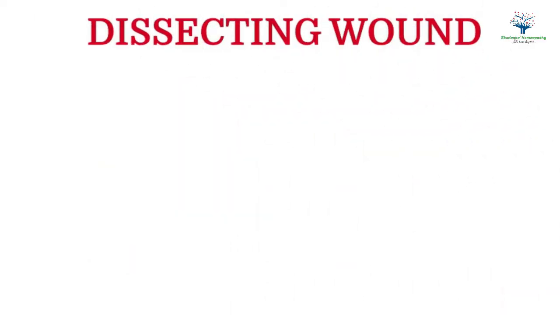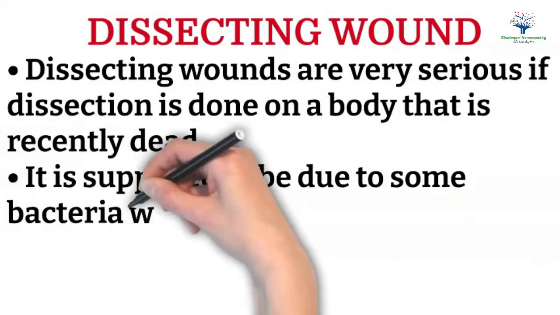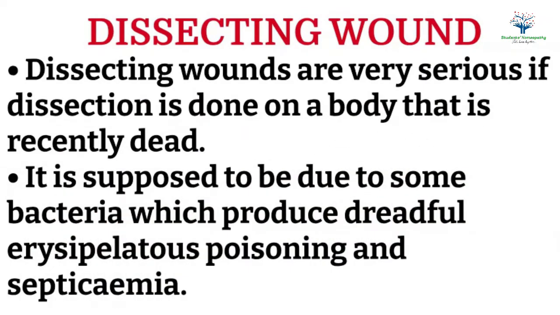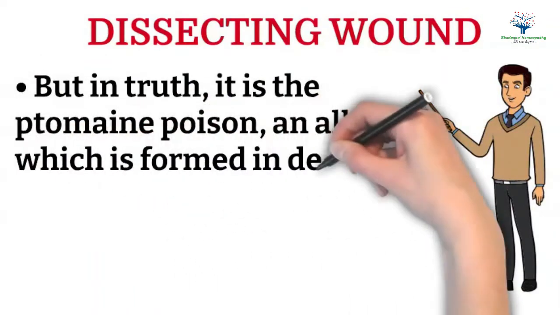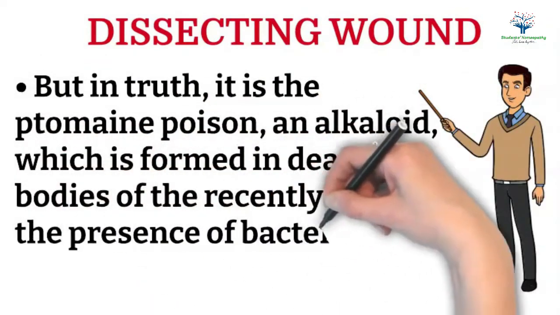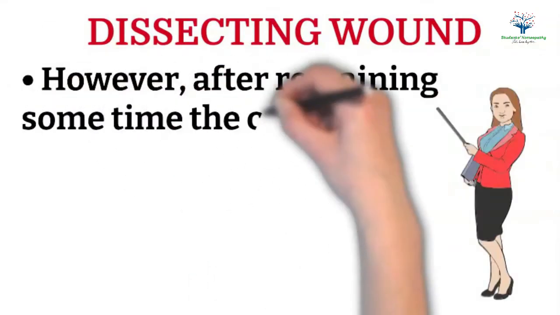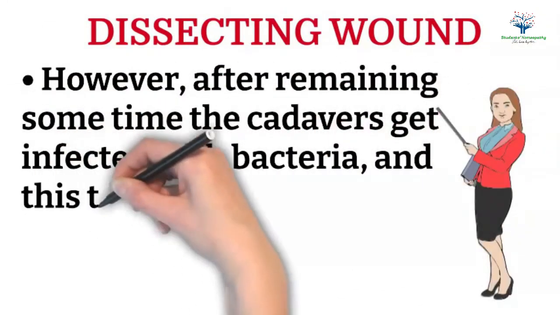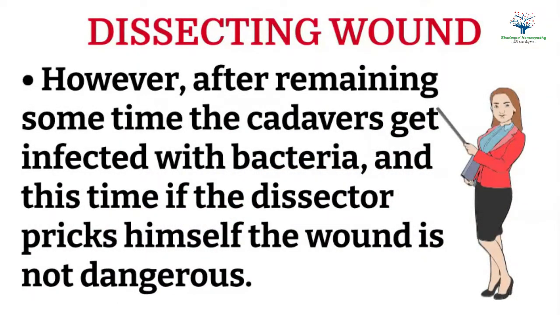Dissecting wounds are very serious if dissection is done on a body that is recently dead. It is supposed to be due to some bacteria which produce dreadful erysipelatous poisoning and septicemia. But in truth, it is the ptomaine poison, an alkaloid, which is formed in the bodies of the recently dead. The presence of bacteria has not been discovered yet. However, after some time, the cadavers get infected with bacteria, and this time, if the dissector pricks himself, the wound is not dangerous.